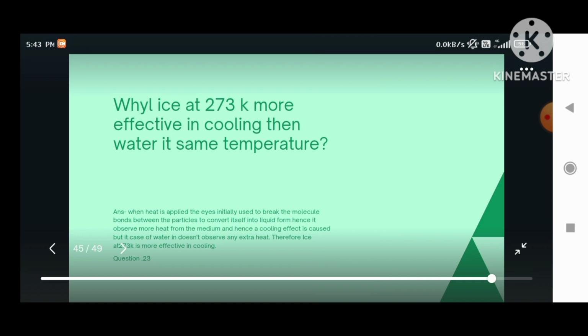Why is ice at 273 K more effective in cooling than water at the same temperature? When heat is applied to the ice, it is initially used to break the bonds between the particles to convert itself into liquid form. Hence, it absorbs more heat from the medium and the cooling effect is caused. But in the case of water, it doesn't absorb any extra heat. Therefore, ice at 273 K is more effective in cooling.